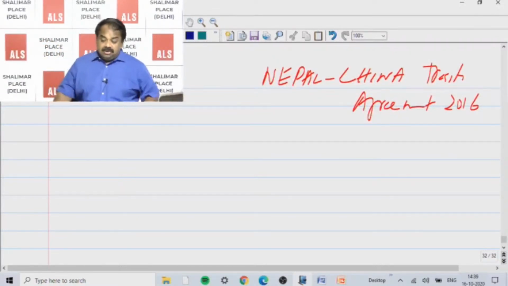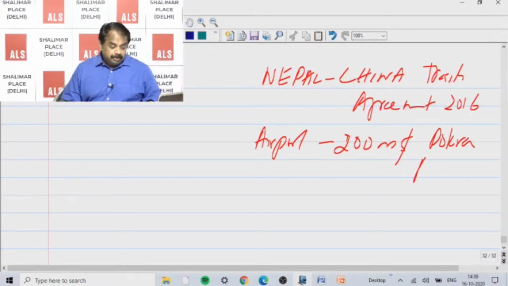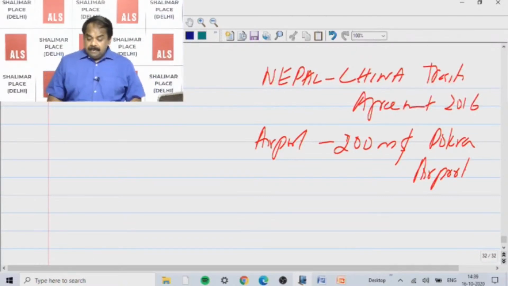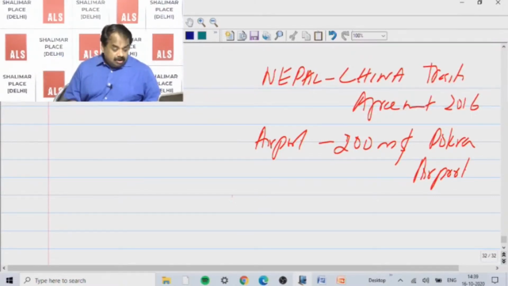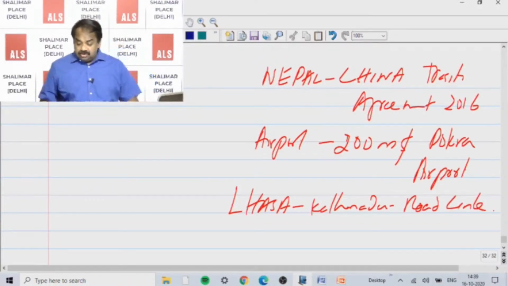And also, China is building an airport in Pokhara, a $200 million Pokhara airport with a soft loan from China. Then they are also opening the Lhasa-Kathmandu road link, and they are talking about a rail link also.